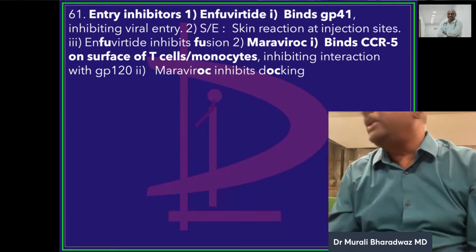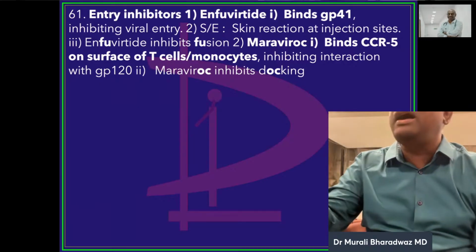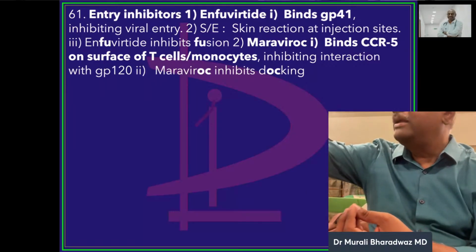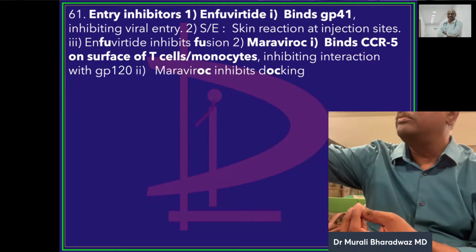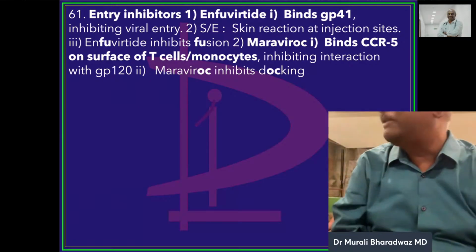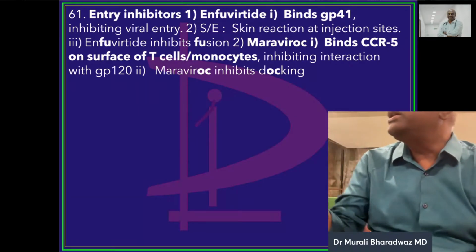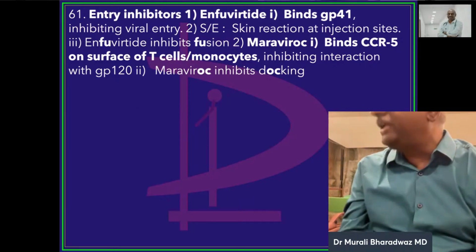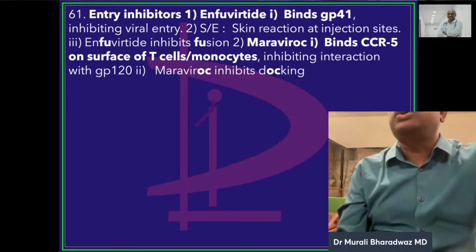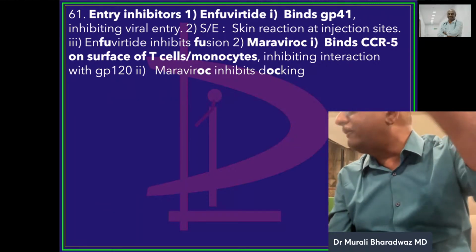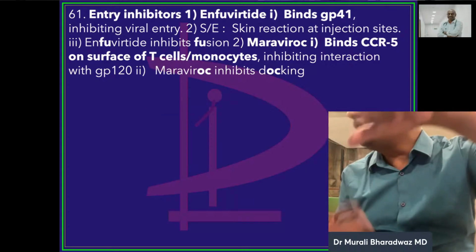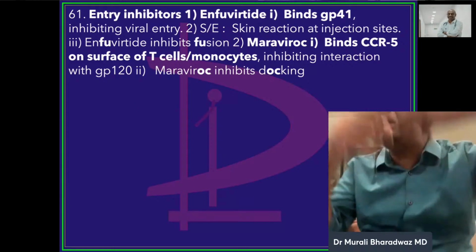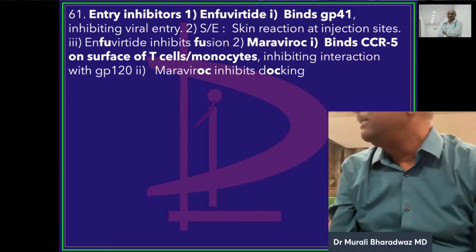Similarly, Maraviroc. There is one co-receptor called CCR5 on the surface of the T cells, right? This CCR5 on the surface of T cells needs to bind with the GP120 protein of the virus, so that the virus will make an entry. So Maraviroc goes and binds with that CCR5, which is the co-receptor. CD4 is the main receptor, then co-receptor CCR5. If you inhibit that, the cell doesn't bind with GP120, right?